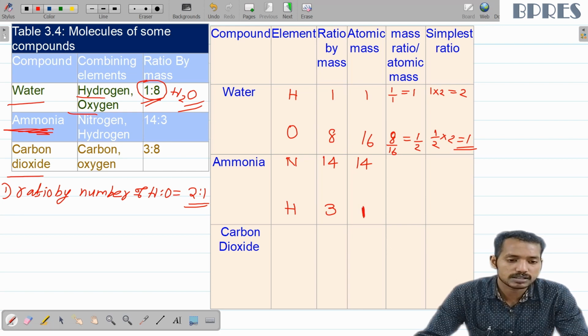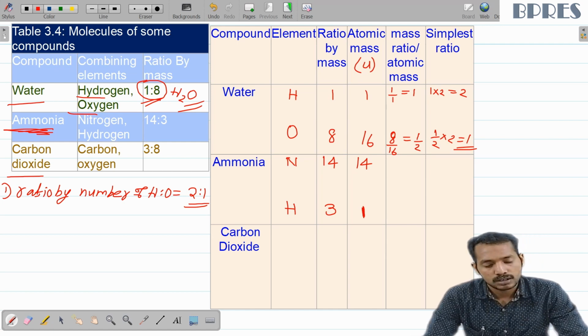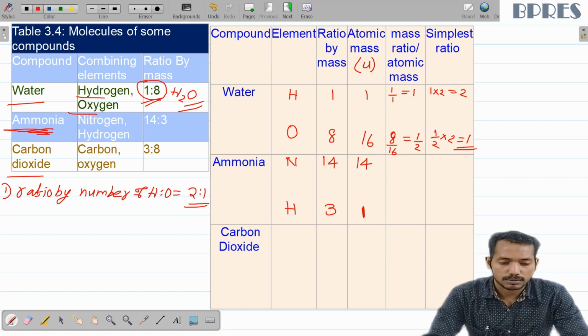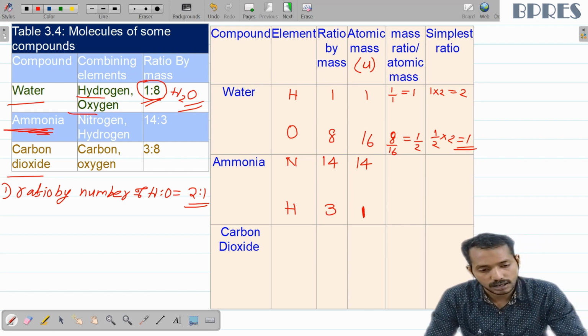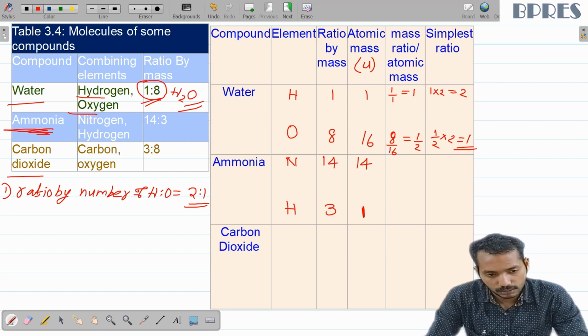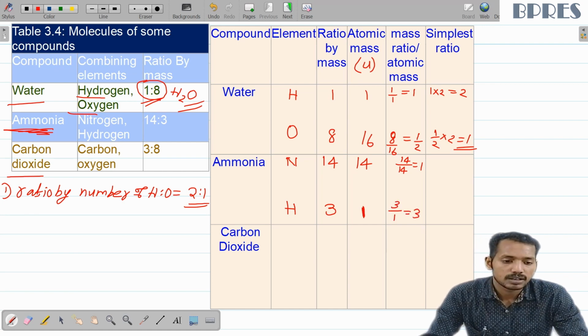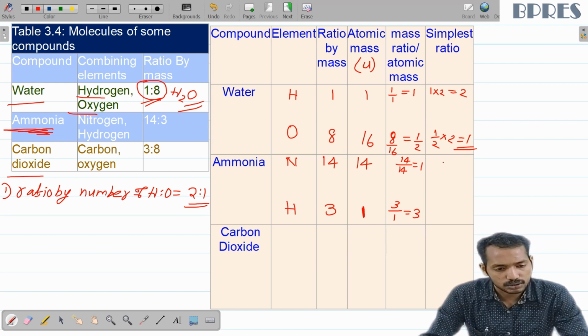We write this atomic mass in atomic mass units. You can refer to table 3.2 to get a clear idea of the atomic masses of elements. Now, 14 divided by the atomic mass 14 is equal to 1. Similarly, here we get 3 divided by 1, which is equal to 3. It's already a whole number, so there's no need of converting to a whole number.